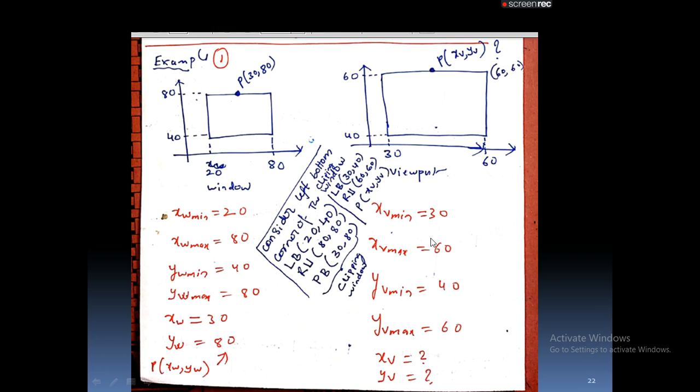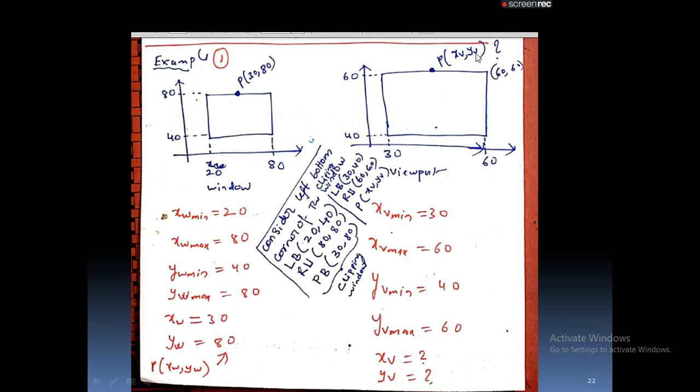So I can say that we calculated the corresponding position of this point P on the viewport, that is nothing but 35, 60. As you can see, we have a point P in the clipping window at 30, 80. After mapping viewing coordinates to viewport coordinates, the corresponding point P is displayed on the viewport, but the position is 35, 60.